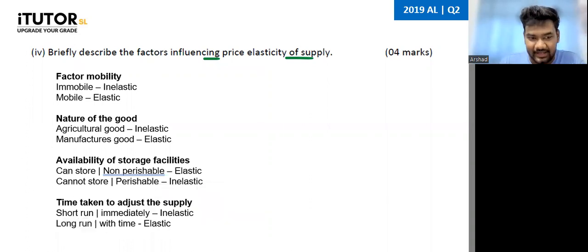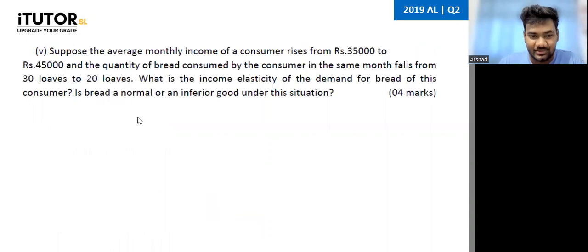Okay. Right. Then going to the last question. Again, an interesting question. This one says, suppose the average monthly income of a consumer rises from 35,000 to 45,000, and the quantity of bread consumed by the consumer in the same month falls from 30 to 20.